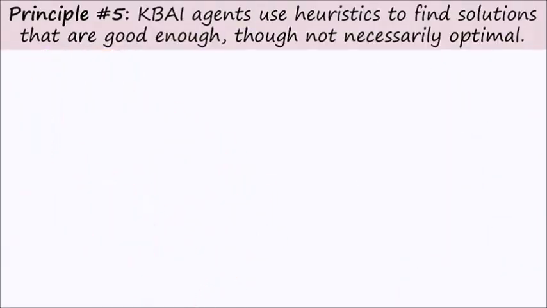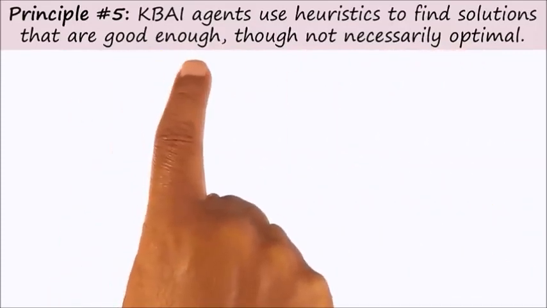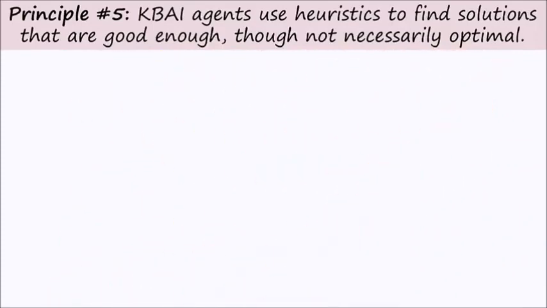The fifth principle of knowledge-based AI, as we have discussed it in CS 7637, is that AI agents use heuristics to find solutions that are good enough, though not necessarily optimal. Some schools of AI put a lot of emphasis on finding the optimal solution to every problem. In knowledge-based AI, we consider agents that find solutions that are good enough. Herbert Simon called this satisficing.